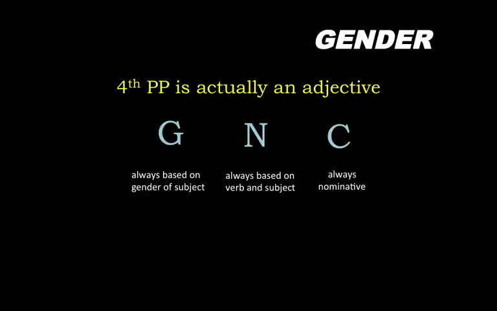Now the fourth principal part that we're going to use to build this verb is actually an adjective. So it must use GNC, gender, number, case, to represent your subject. The gender ending of the adjective will always be based upon what your subject is. The number will always be, again, based on verb and the subject. So if you have a plural subject, then your adjective will be plural. And the case of your adjective will always be nominative, since you're always describing the subject.